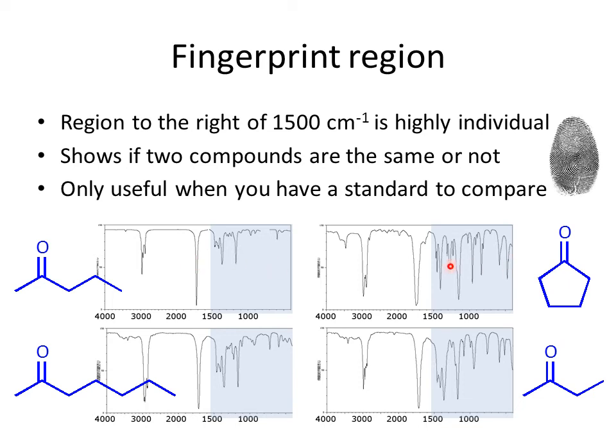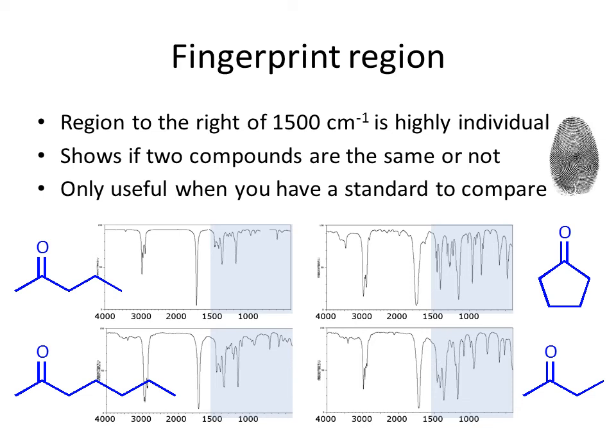This region is different from this region, and so I know that these two are not the same compound. If I had a standard to compare, for instance, if I had authentic samples of 2-pentanone, cyclopentanone, 2-heptanone, and 2-butanone, if I had bottles of these on the shelf, and I had an unknown, I could say which one it matches by comparing them.